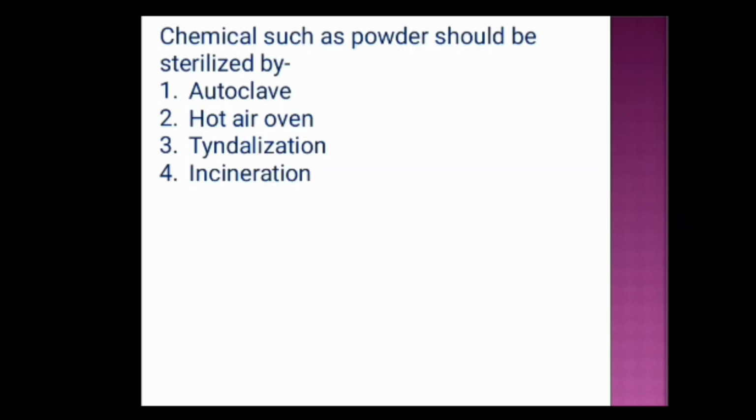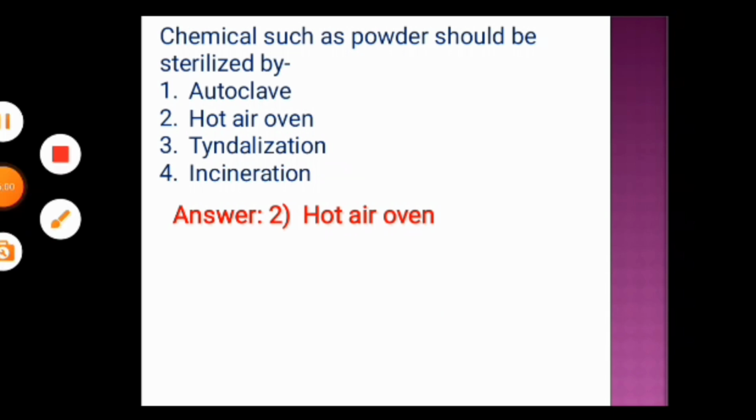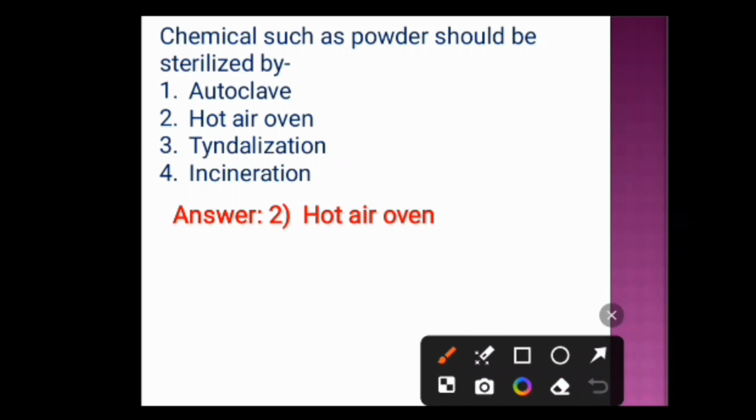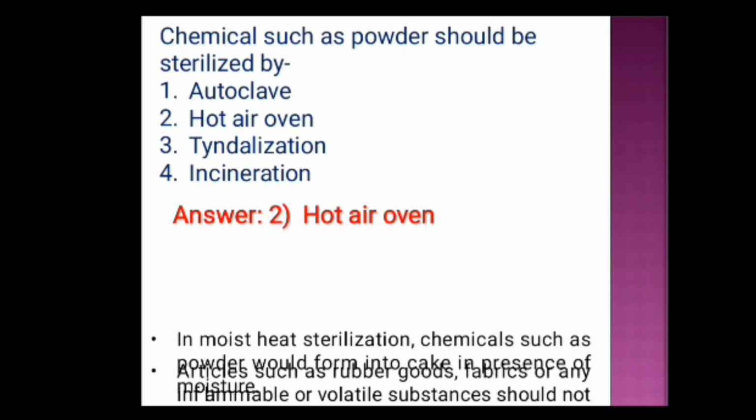Next, chemicals such as powder should be sterilized by: option 1, autoclave; option 2, hot air oven; option 3, tyndallization; option 4, incineration. The correct answer is option 2, hot air oven. Why are the other options not correct? Let's discuss. Chemicals such as powder should be sterilized by hot air oven. They are not sterilized by moist heat sterilization such as autoclave and tyndallization. Autoclave and tyndallization are moist heat sterilization.